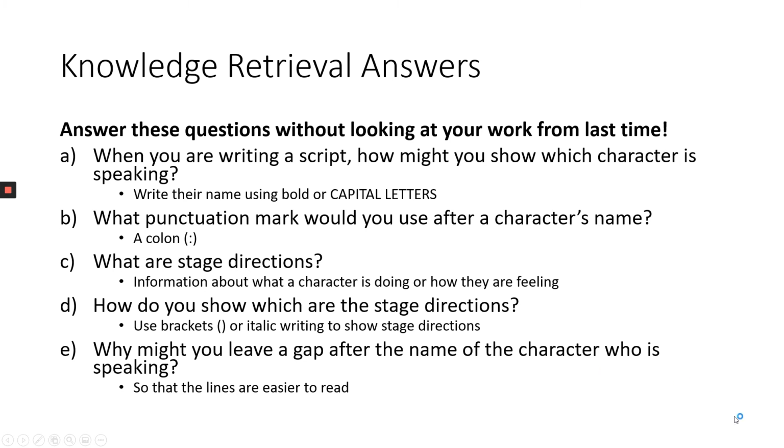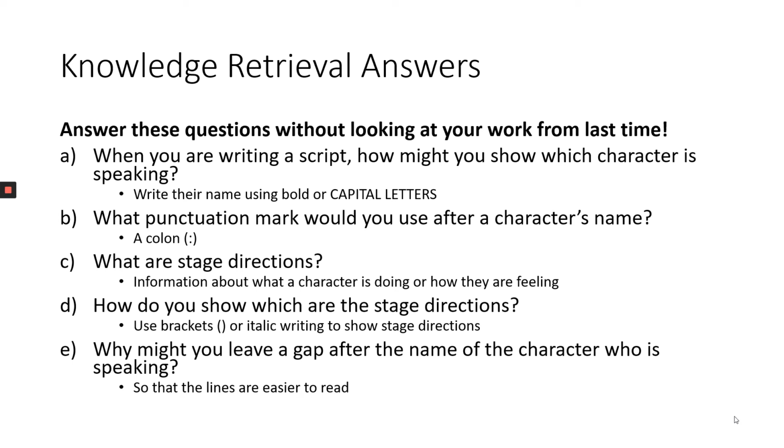So here are the answers. When you're writing a script, how might you show which character is speaking? You might write their name using bold or capital letters or possibly both. Just some way of showing that it is the character name. The punctuation mark you use after the character's name is a colon, which is 2 dots, one on top of another.